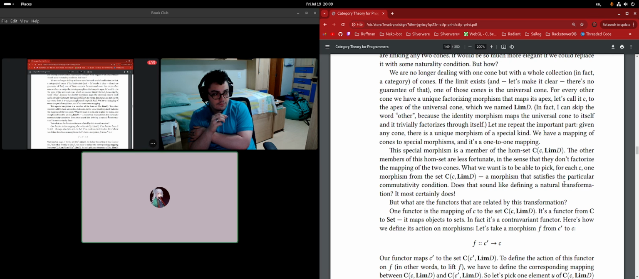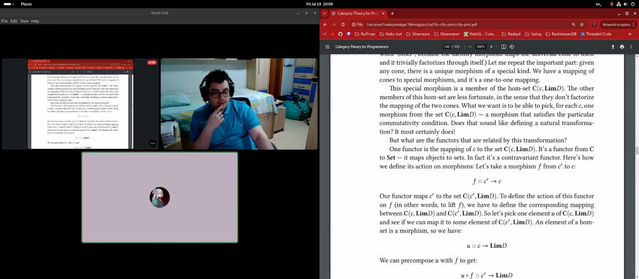Basically, there can be other morphisms from C to lim D that actually aren't the one that factorizes it. Oh, okay. So we want to be able to pick the special one. Yes, we want to find the special one. Exactly. What are the functors that are related by this transformation?